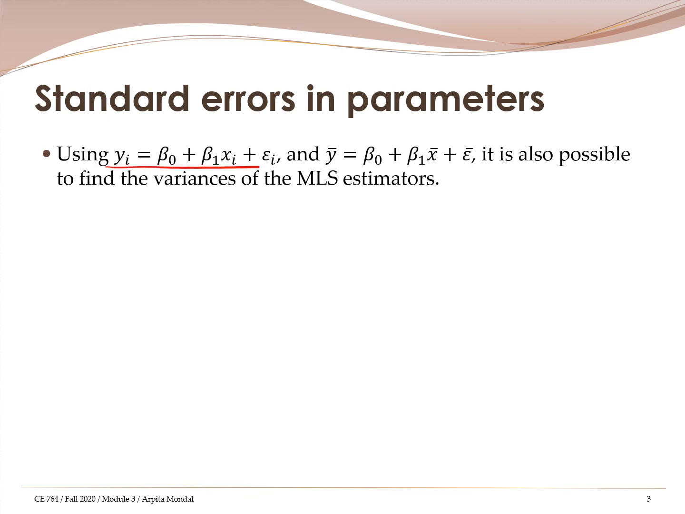Again, using these two expressions, we had seen this earlier. You can express beta 1 hat as beta 1 plus the sum over all the i's of xi minus x bar times epsilon i, divided by the sum over all the i's of xi minus x bar whole square. If you use this form, then you can get the expressions for the variances of beta naught hat and beta 1 hat. And the square root of those variances would be the standard errors.